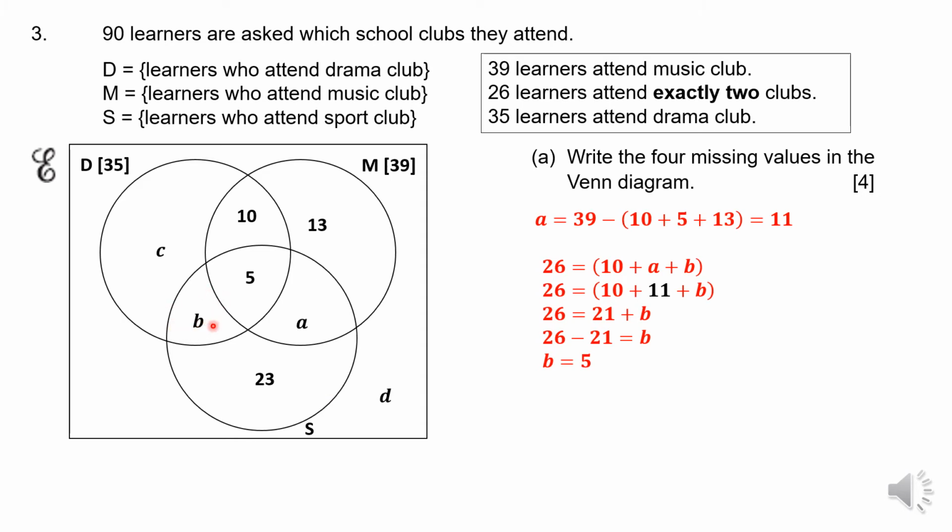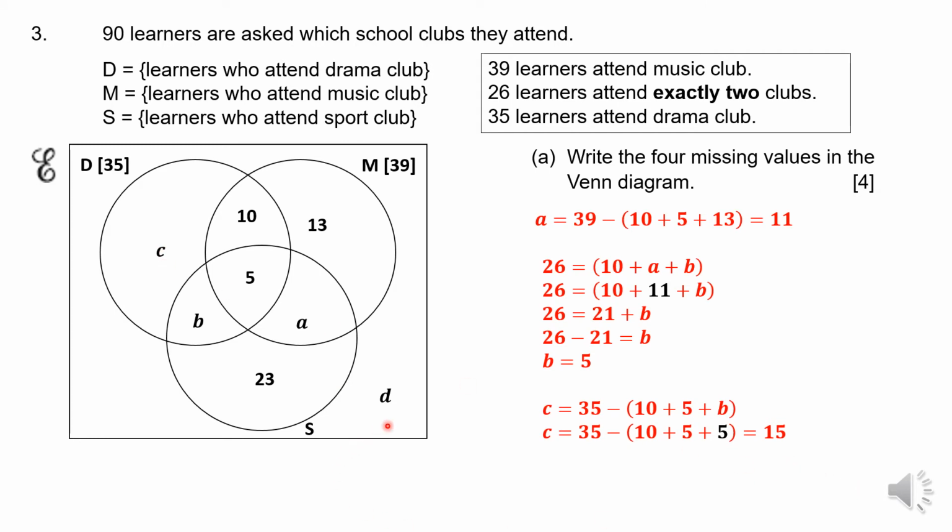Now that I have B here, I can actually find C because I will take that set there and I will subtract everything from 35. So I will say 35 minus 10 plus this 5 plus B. But I know now from my previous work B is equal to 5. So C therefore is 15.